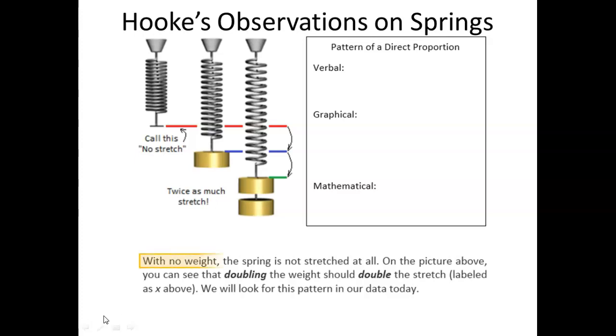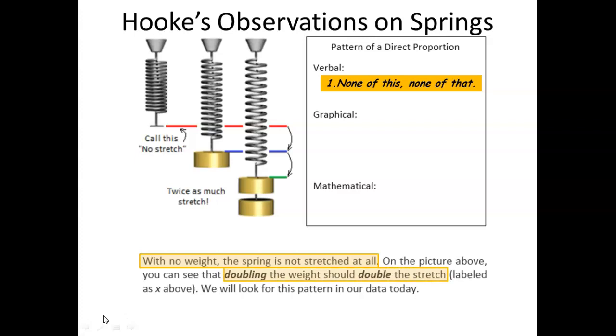In words, a direct proportion is very simple. The idea that with no weight, the spring is not stretched at all can be expressed like this: none of this, none of that. If we then compare the stretch that we get for one weight versus two, you can see that doubling the weight will cause the stretch to double.